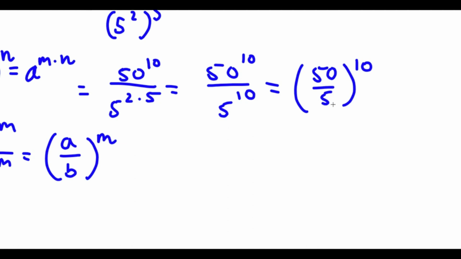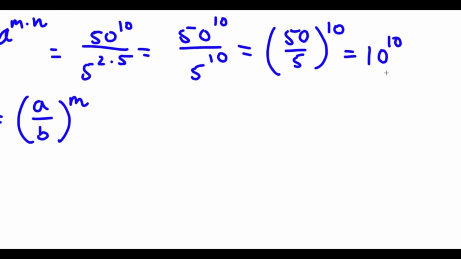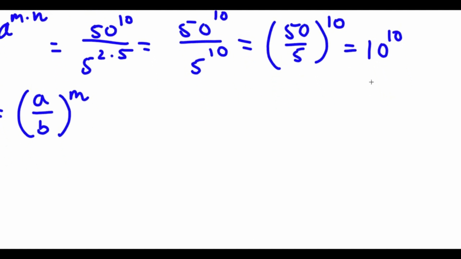Now, 50 over 5, that's the same thing as 10. So now I have 10 to the power of 10. And now we can actually simplify this. 10 to the power of 10 is the same thing as 10 multiplied by itself 10 times, right?